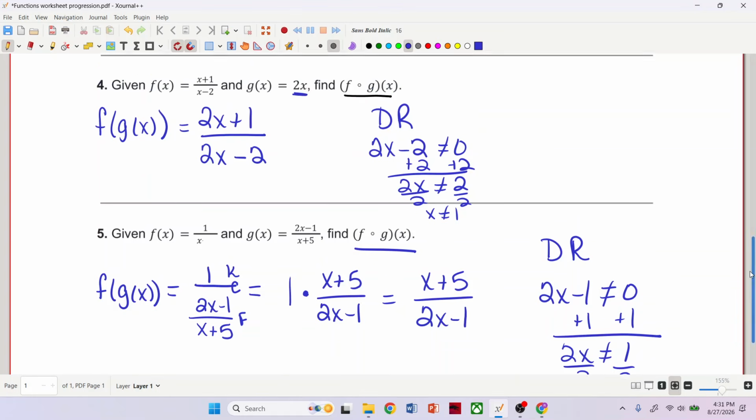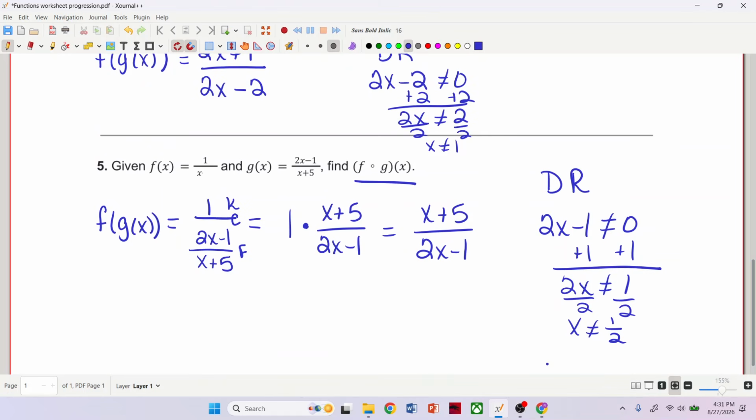Hopefully this helps a little bit on composition of functions.